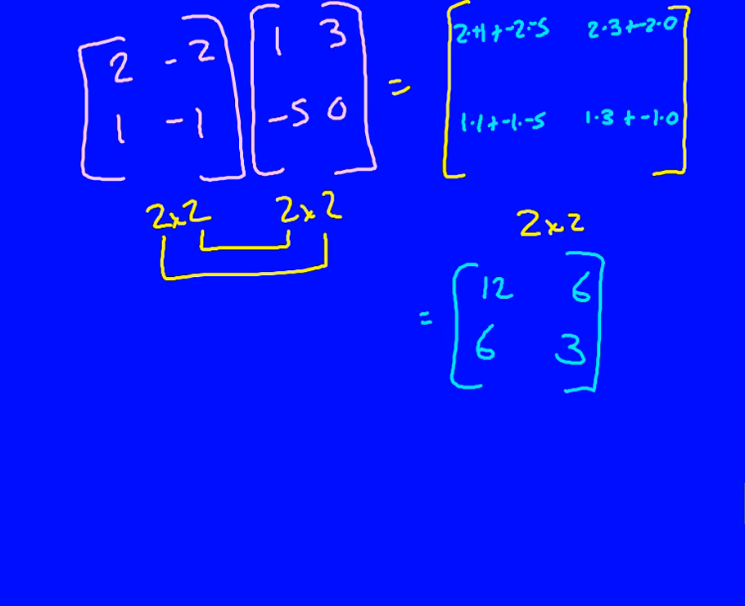But they came from being multiplied by the same two matrices, just in different order. So the commutative property does not exist for matrix multiplication like it does with our normal everyday multiplication.